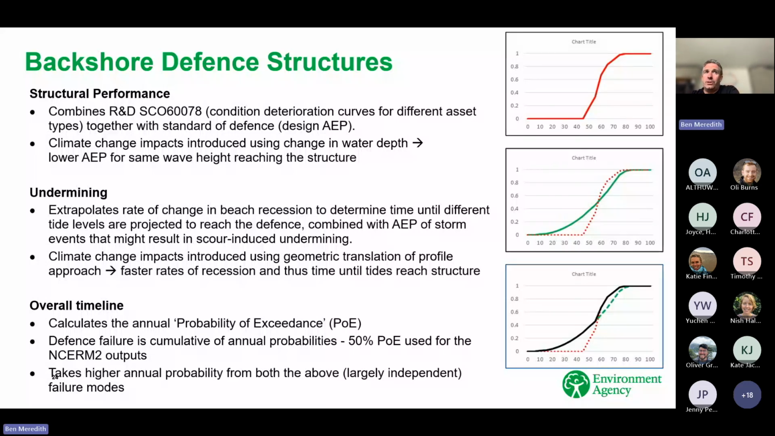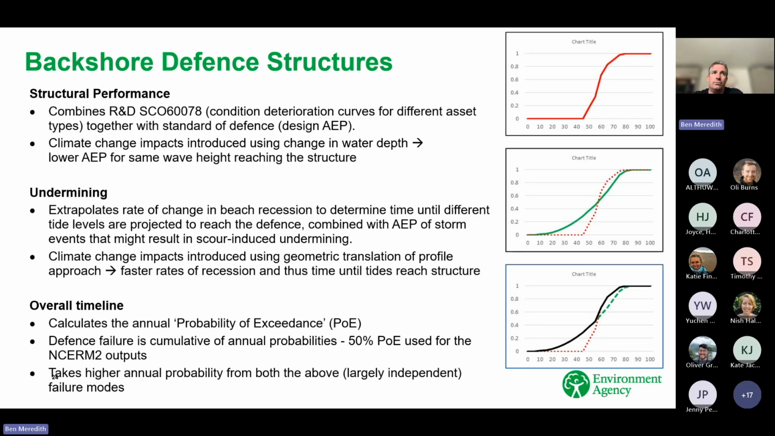Climate change influences the loading levels on the structures by applying sea level rise. This leads to increasing water depths and wave heights and a lowering of the defence's annual exceedance probability. Undermining is a key failure mechanism, so NSERM uses an extrapolation of the reduction in beach level to determine the time until different tide levels are projected to reach that defence, therefore causing scour-induced undermining.